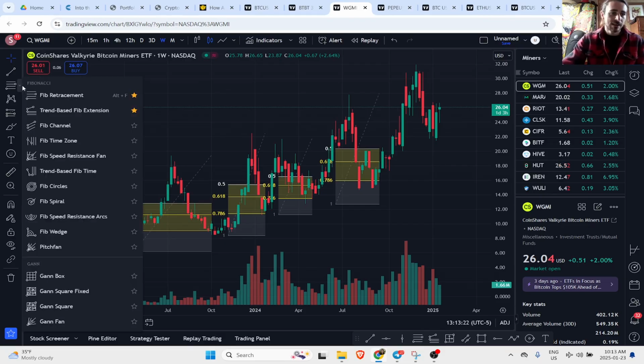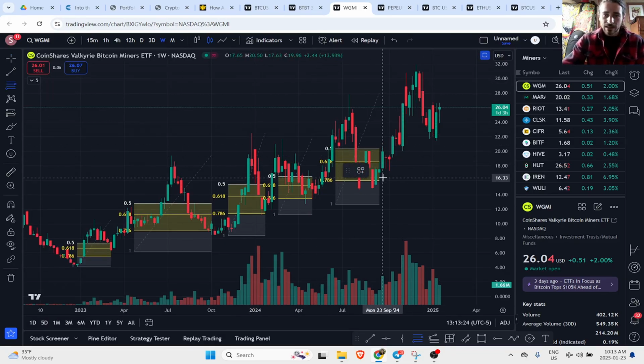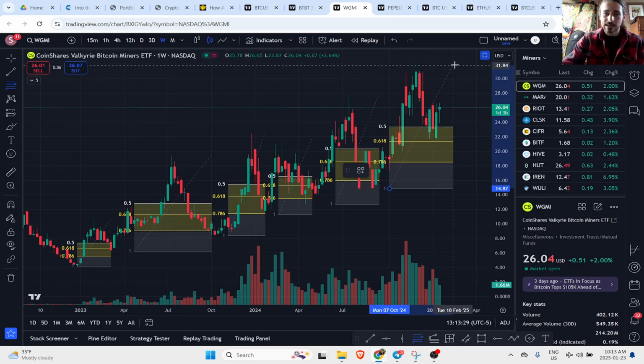So I come over here to my Fibonacci retracement tool. I come to my swing low of the current rally that we're in, to that swing high, and then that gives me the level here, and that's where we're entering.